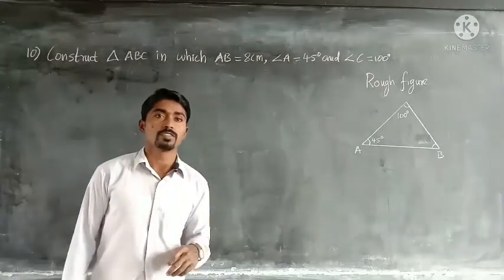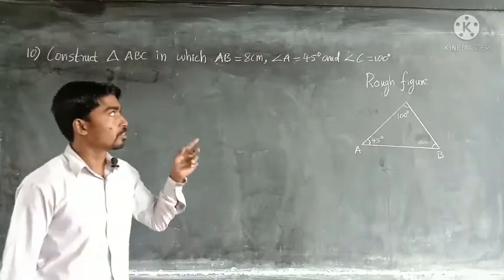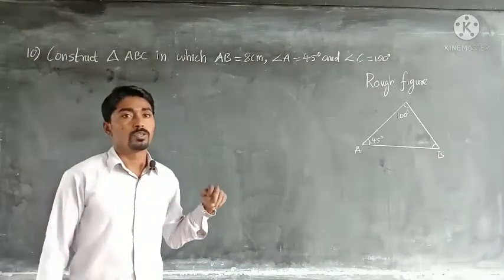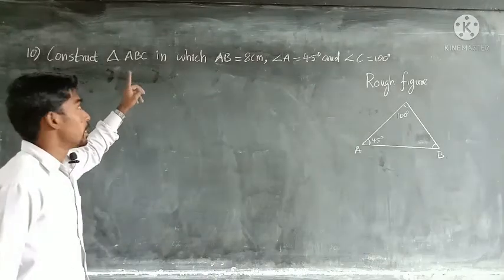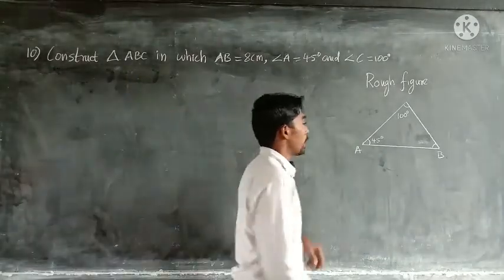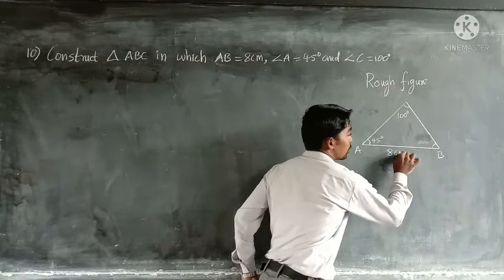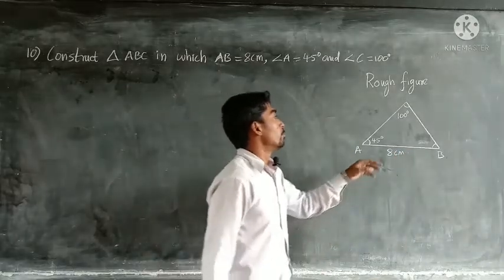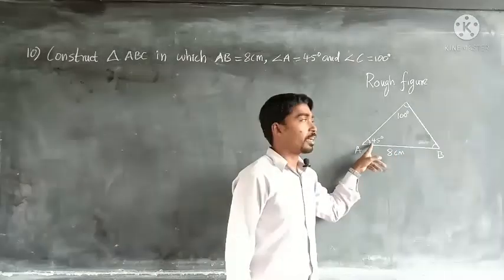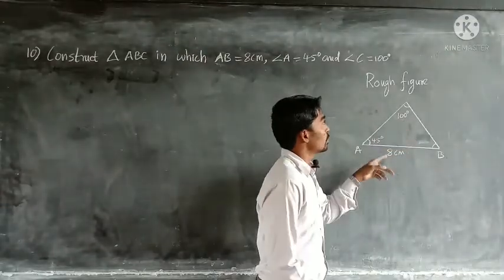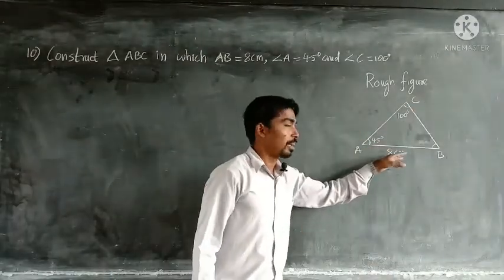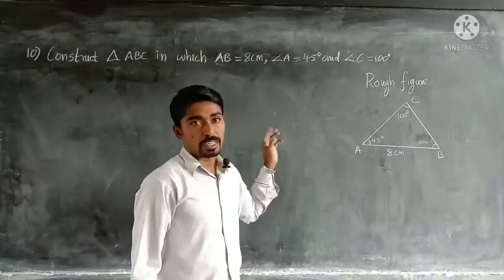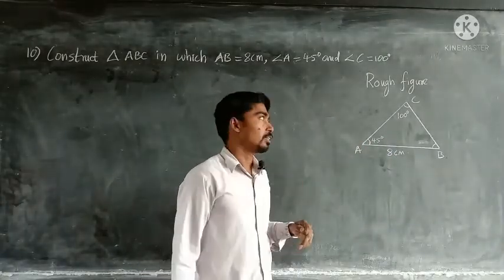Today we are going to learn some problems from exercise 13.2, question number 10. Construct triangle ABC in which AB is 8 centimeter and angle A is 45 degree and angle C is 100 degree. By using these values we are going to construct a triangle ABC.